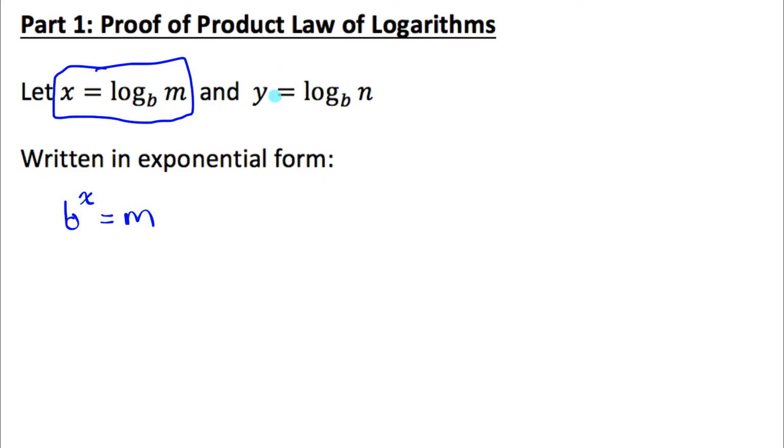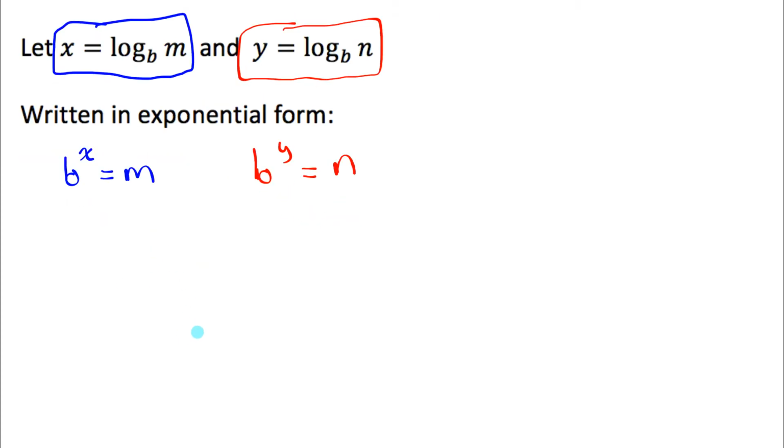And I'll do the same thing for this logarithmic equation. I'll rewrite that in exponential form. It would be b to the power of y equals n. Now, because I'm going to prove the product rule to you, I'm now going to write the product of those two powers. So b to the x and b to the y, and I know that would be equal to m times n because that's what the powers are equal to. So in my proof, I'm going to say b to the x times b to the y must be equal to m times n. And that must be true because b to the x is equal to m and b to the y is equal to n.